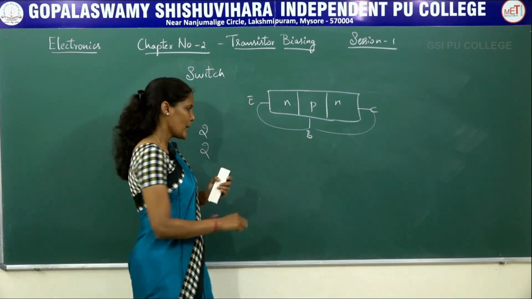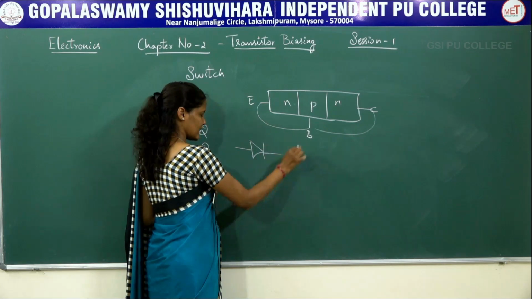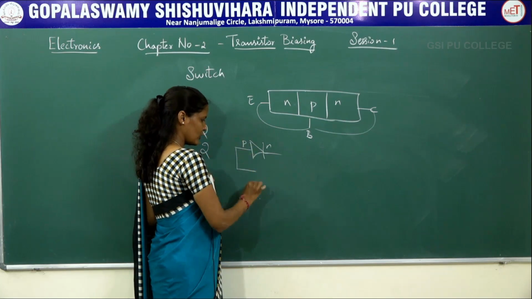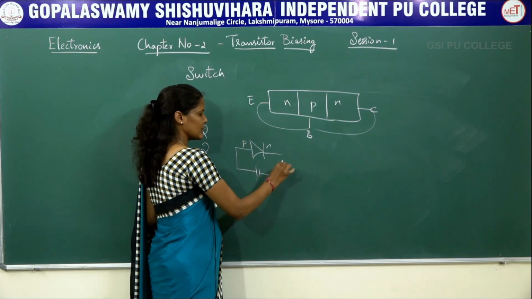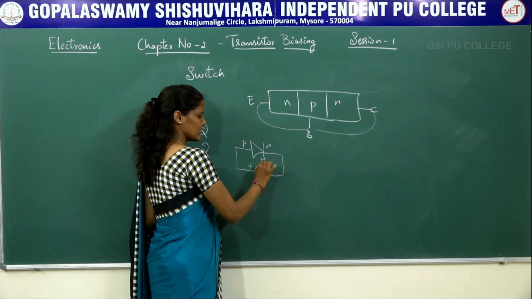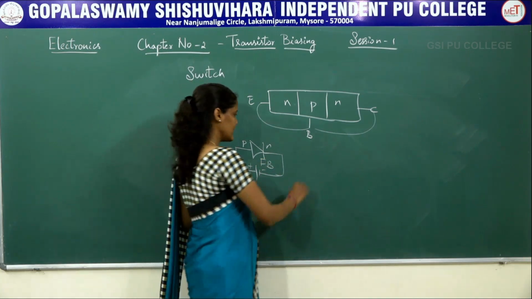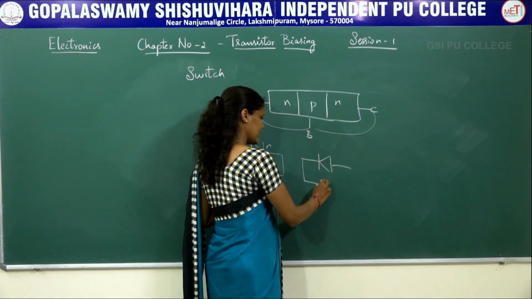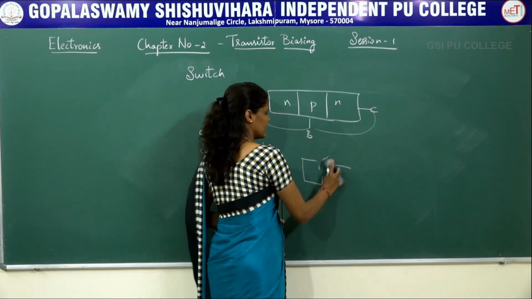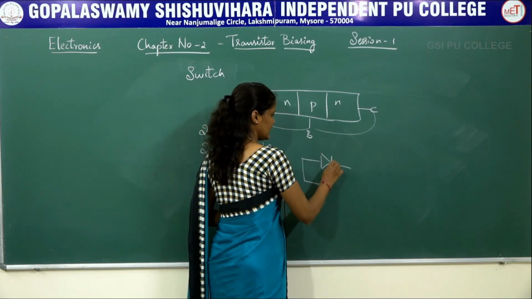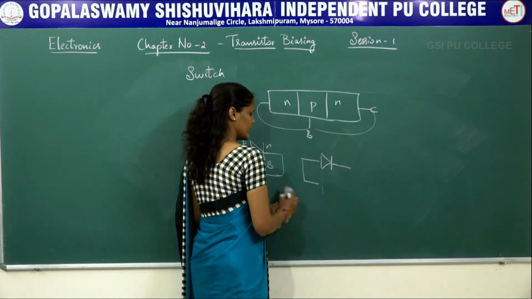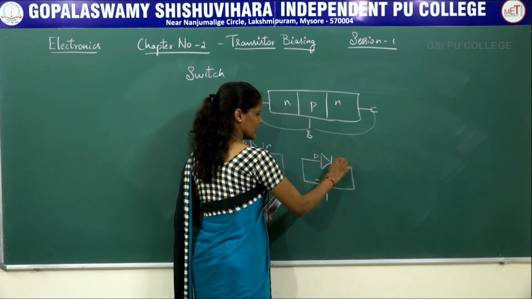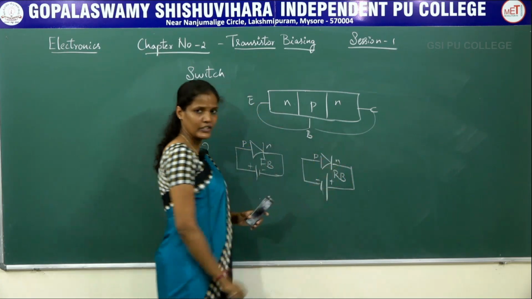Forward biasing means, if I consider a diode, this is the P type and this is the N type, right? The P type of the diode is connected to the positive terminal and the N type is connected to the negative terminal. This is forward biasing. Reverse biasing means the N type will be connected to the positive terminal. If I consider the same diagram, the P type will be connected to the negative terminal, whereas the N type will be connected to the positive terminal. This is the reverse biasing condition.